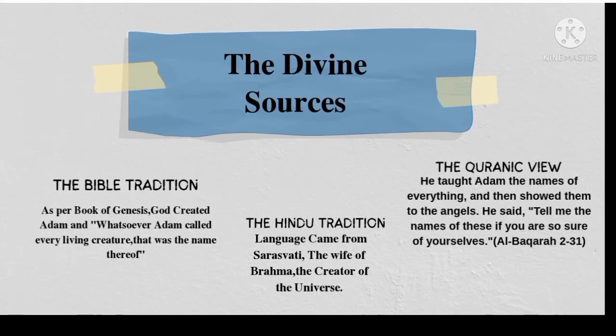The Quranic view about the origin of language: I have quoted a verse from chapter number 2, named Surah Al-Baqarah, ayat number 31. He taught Adam the names of everything and then showed them to the angels. He said, tell me the names of these if you are so sure of yourself. It is a great witness that assures us that language is God gifted. And there is another surah, Surah Ar-Rahman, chapter number 55, ayat number 4, in which it is mentioned, Allamahul Bayan. It means that Allah Almighty taught the human being the power of utterance. So both these ayat are witnesses that language is God gifted.